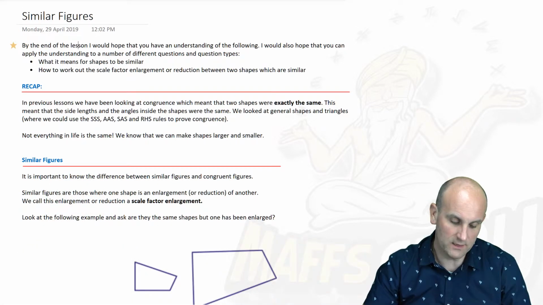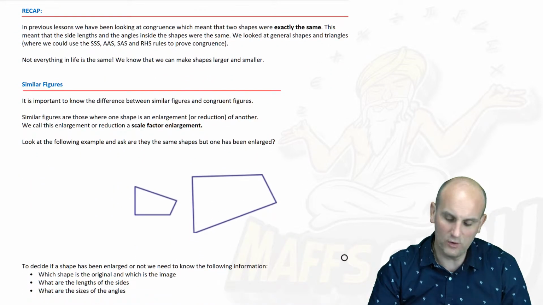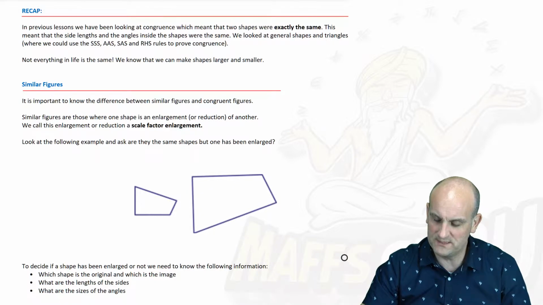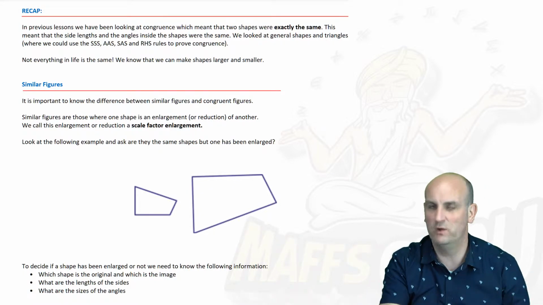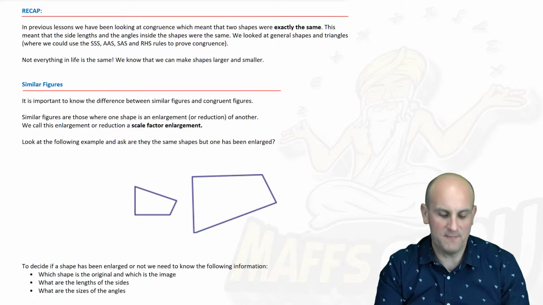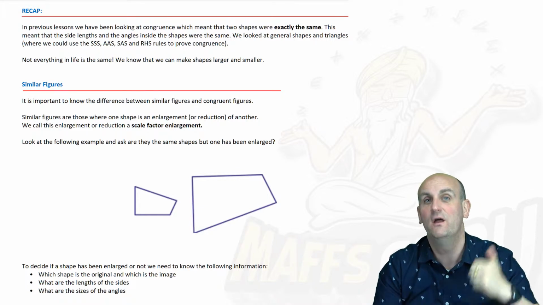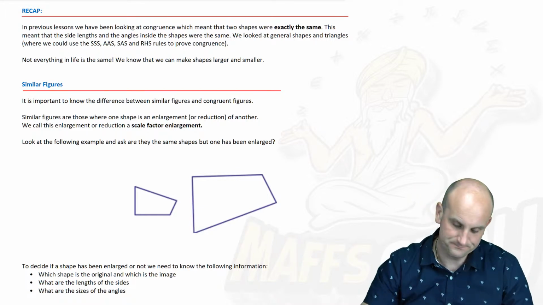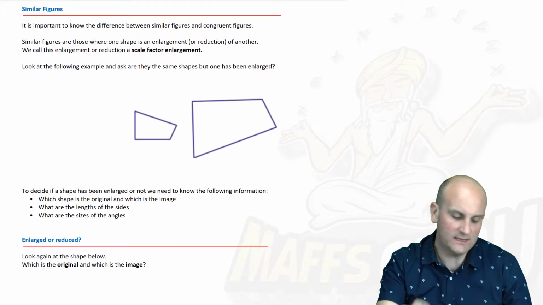So, as I said a moment ago, we have looked at the idea of congruence in previous lessons. And with congruence, there are a number of rules and bits and pieces that you needed to know, like SSS and AAS. Well, the good news is, not needed for that at all. We only need to know about a certain number of things for scale factor enlargements, and that's the side lengths or angles inside.